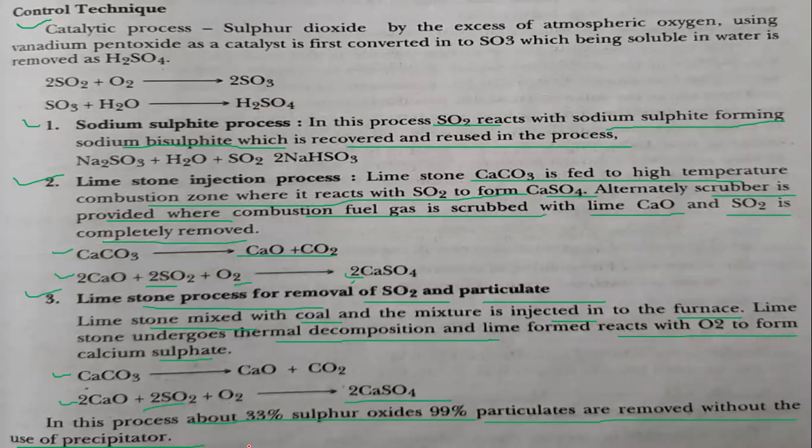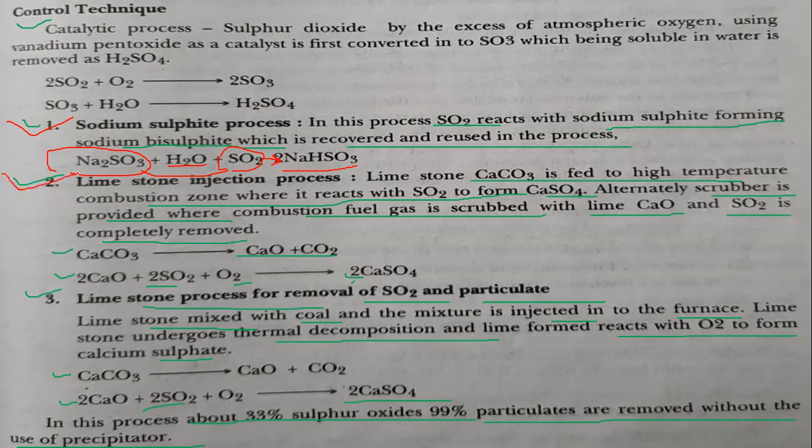What things should be utilized in industry and in the engines so as to minimize the pollution of sulfur oxide? See, first is the sodium sulfide process. Okay, in this process SO2 reacts with the sodium sulfide forming sodium bisulfate. See, this is the sodium sulfide, and SO2 is reacting with it. Okay, so in presence of water this SO2 reacts with the sodium sulfide to form sodium bisulfate.